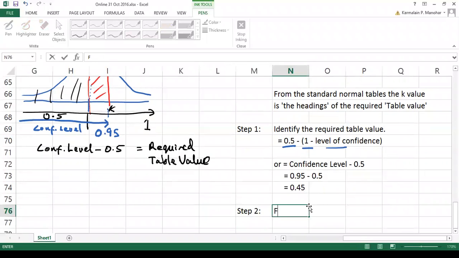is to find the required table value in the body of the table.